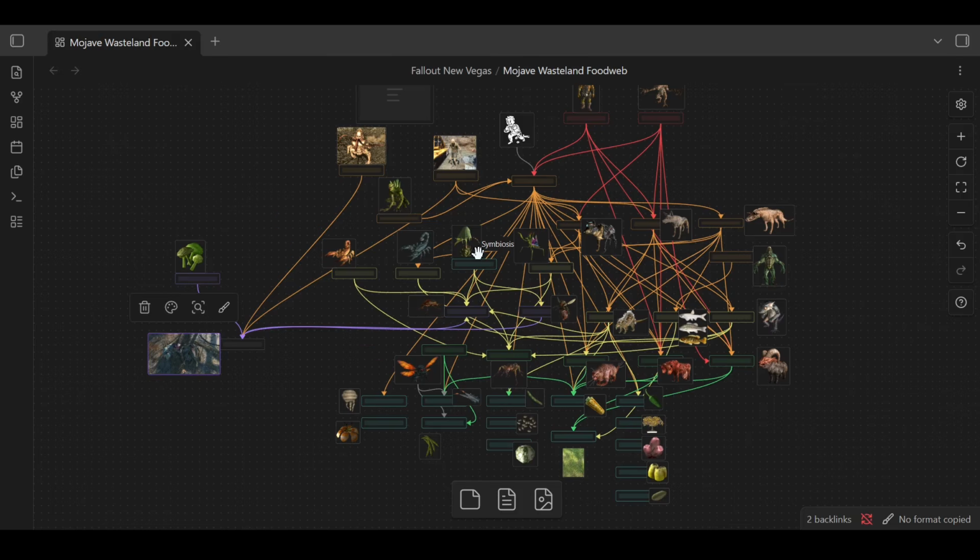So, food is readily available for the animals, which means that they're going to be in greater numbers, which in turn means that they're going to provide food for other species that can then be present in greater numbers.